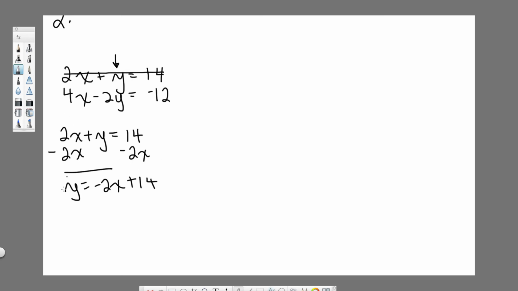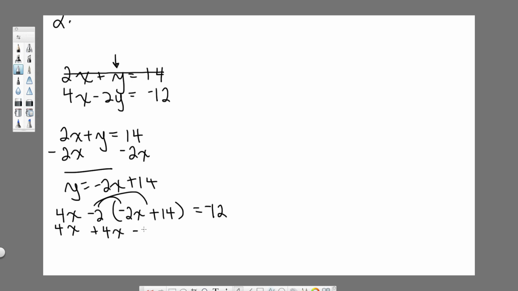So now I'm going to substitute it in the second equation. It goes 4x minus 2, oh, there's the y. That's where I put in what y is equal to. Y is equal to negative 2x plus 14. And that, remember to copy the whole thing, equals negative 12. So I get 4x, distribute. Negative 2 times negative 2x gives me positive 4x. Negative 2 times positive 14 gives me negative 28. Equals negative 12. 4x and 4x give me 8x. Subtract 28 equals negative 12.